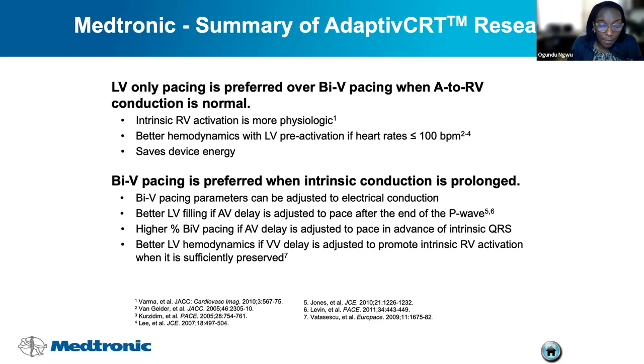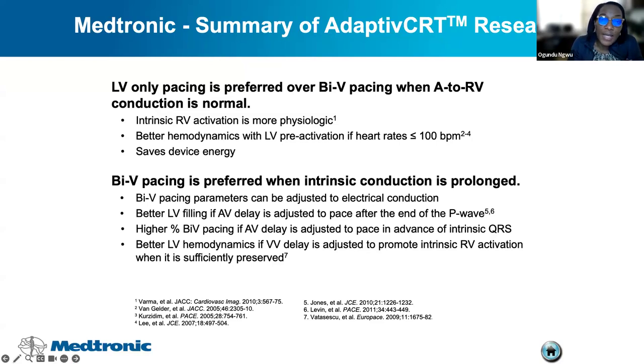BiV pacing, meaning pacing both the LV and the RV, is preferred if you have a long PR interval, if the AV delay is adjusted to pace after the end of the P wave. So there are things that you can do to promote that. There's also a higher percentage of BiV pacing if the AV delay is adjusted to pace in advance of the intrinsic QRS. So you want to come in ahead of the QRS. If you have somebody with a PR interval of 300 milliseconds, you're going to have to program your BiV pacing so that you come in before that very late QRS complex comes in.